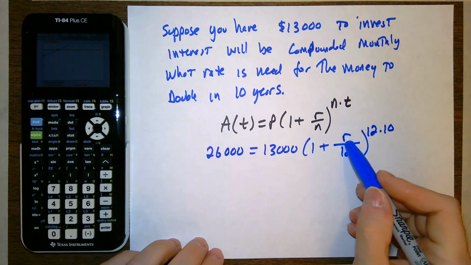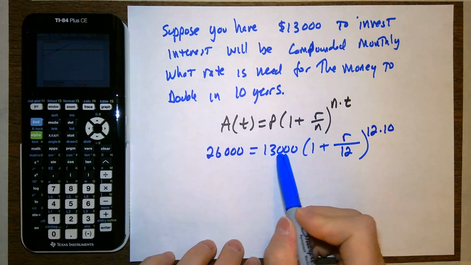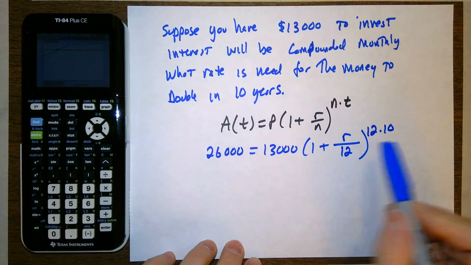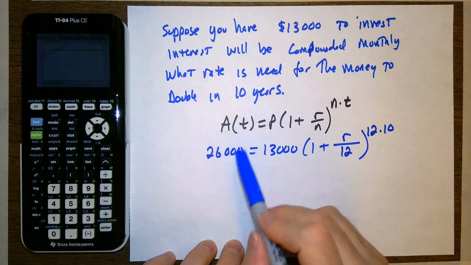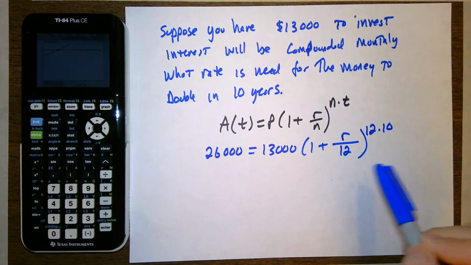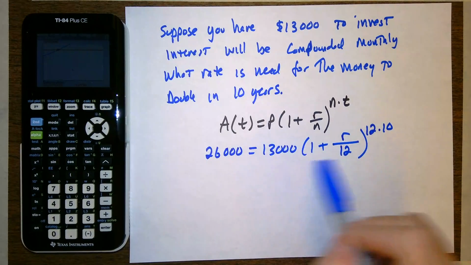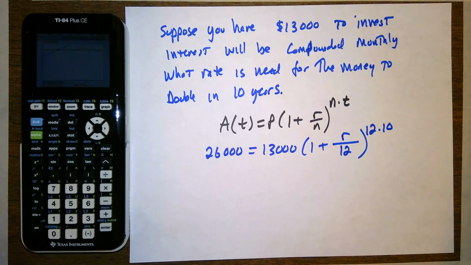So again, we're missing a variable here, and we could solve this one algebraically, divide both sides by 13,000. This is going to be 120. I could take the 120th root of both sides and subtract 1 and multiply by 12. I could do this one without using logarithms. But we could also do this one graphically here. So I'm going to put it on the calculator and we'll talk about it graphically.